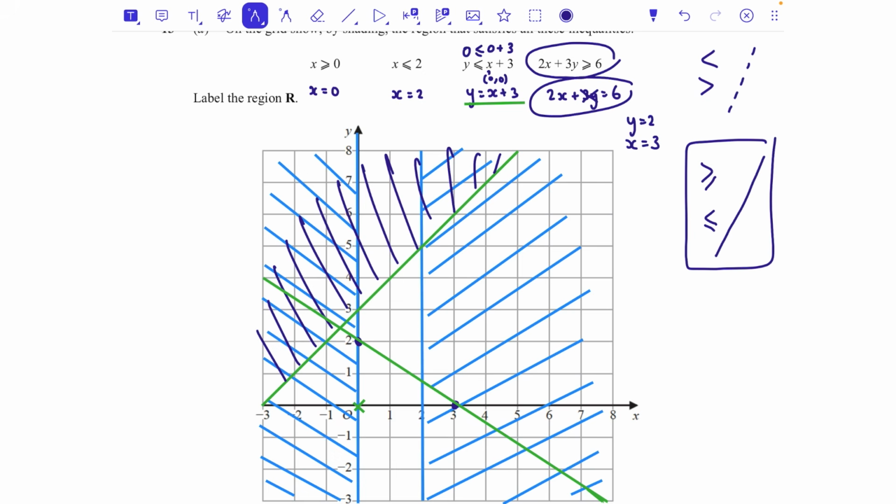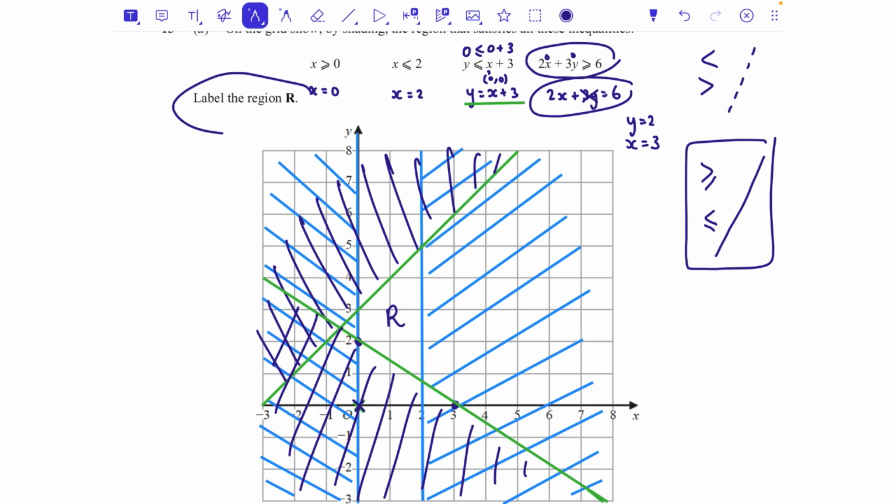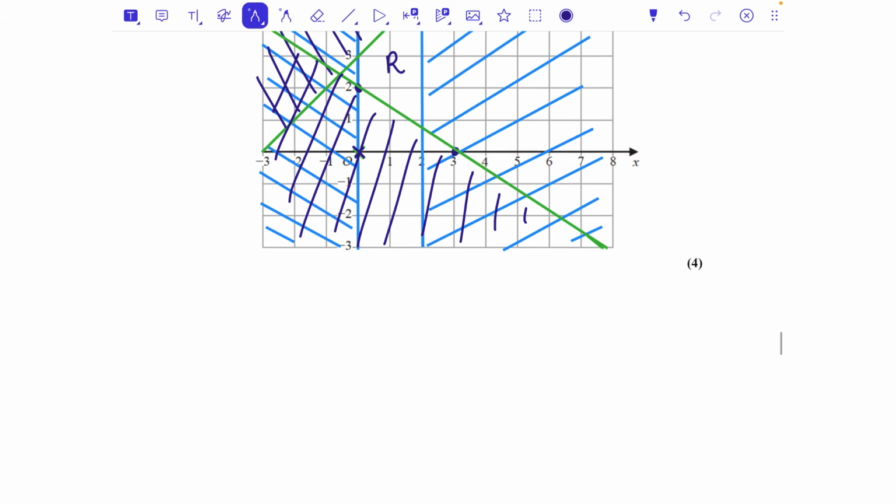And then we want 2x add 3y to be greater than or equal to 6. Let's use that origin again. So 0, 0, if I was to substitute that point in, 2 lots of 0 add 3 lots of 0, is that bigger than or equal to 6? No, it isn't. So I don't want the origin and I don't want anything else on that side. So we would shade that out, and therefore the region that we want, with a capital R, label the region R, is that bit in the middle there that satisfies all of the inequalities. 4 marks for that one.